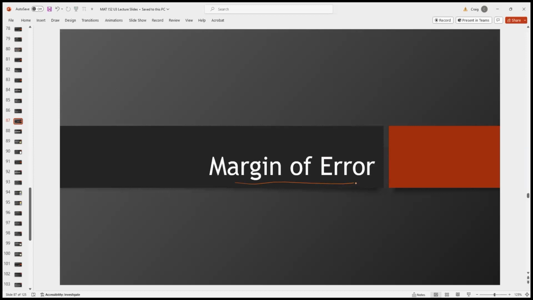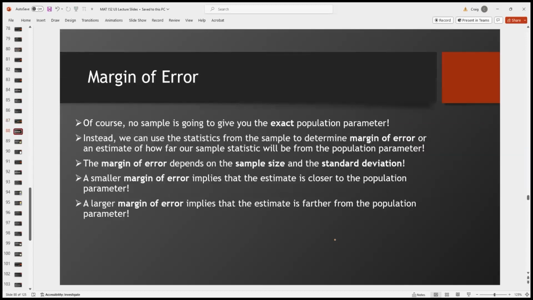So let's talk about the margin of error. That gives us an idea of how good our estimate is. No sample is ever going to give us the exact population parameter, but we can take our sample and determine a margin of error, to get an idea of where we'd expect to find that population parameter based on our sample. It depends on the sample size, and it depends on the standard deviation.